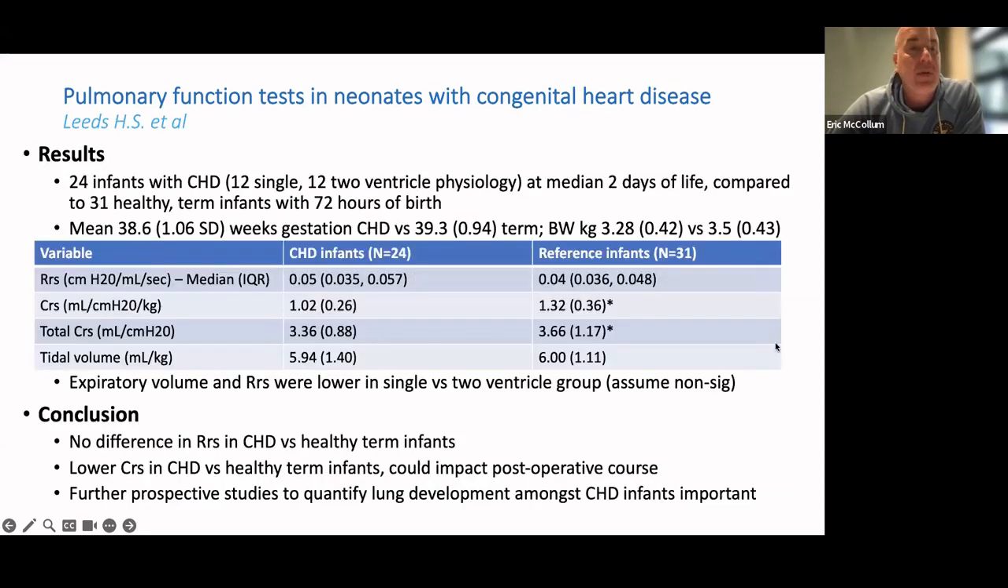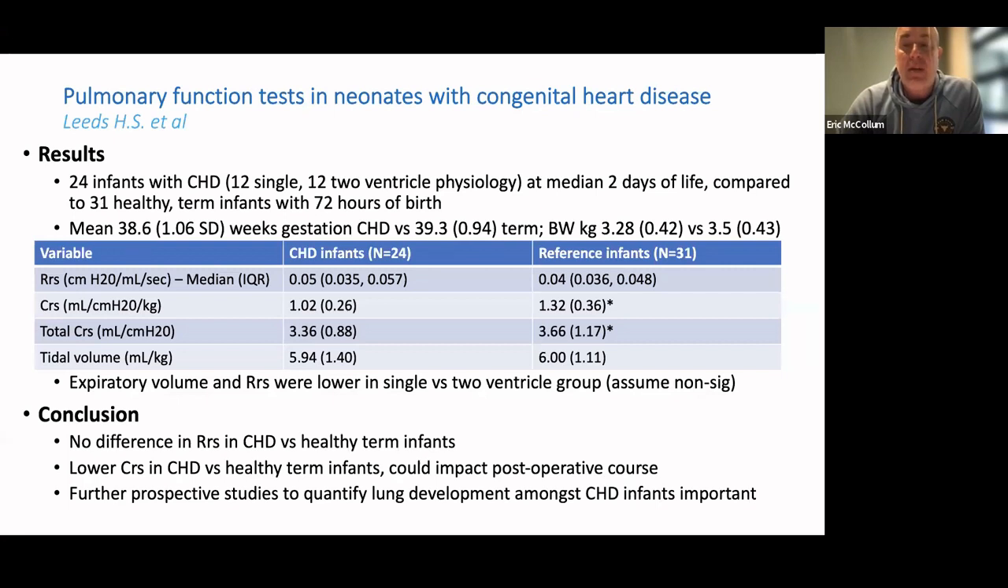The results: there were 24 infants with congenital heart disease, 12 single and 12 two ventricle physiology. These were young newborns, a median of 2 days of life. Again, they're all uncorrected. They were compared to 31 healthy term infants measured within 72 hours of birth. This is a historical control group. The CHD group's mean gestational age was 38 weeks, and the healthy group was 39 weeks. Birth weights were 3.2 versus 3.5 in those same groups.